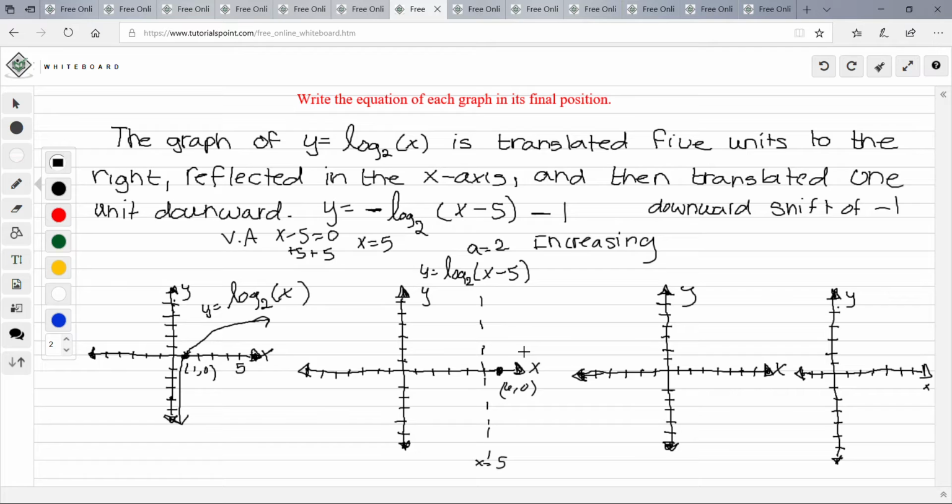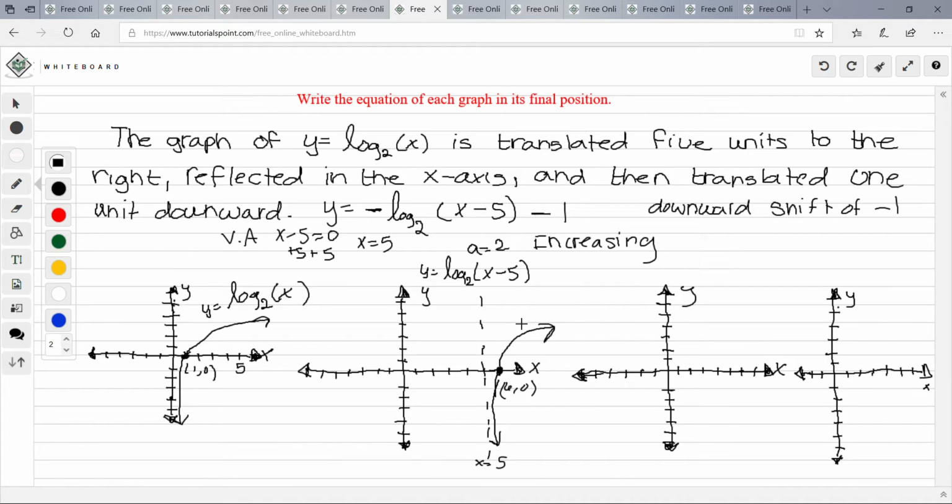And then we know it's increasing, so it's going to look something like this. And it gets really close to the vertical asymptote, but never touches. So this is your typical log base 2 of x minus 5 graph.